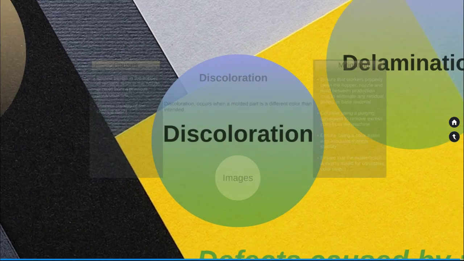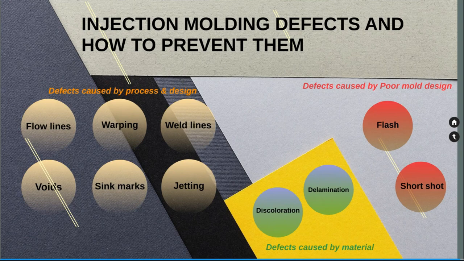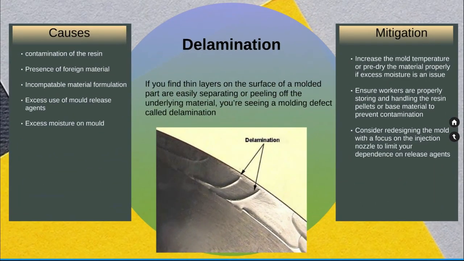And the last one is delamination. If you find thin layers of the surface of the molded part are easily separating or peeling off the underlying material, you are seeing a molding defect with delamination. So what are the causes of delamination? Contamination on the resin, the presence of foreign material, incompatible material formulation, excess use of mold release agents, excess moisture on the mold. These are the causes of delamination.